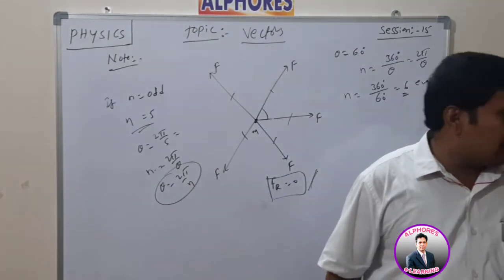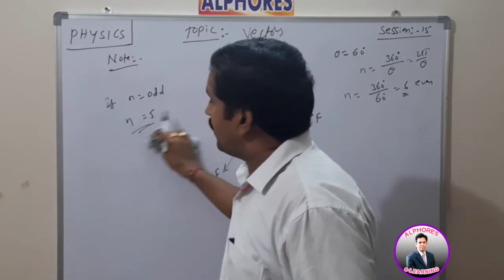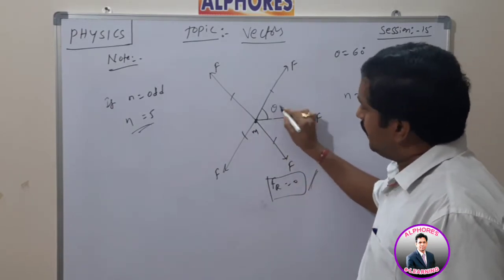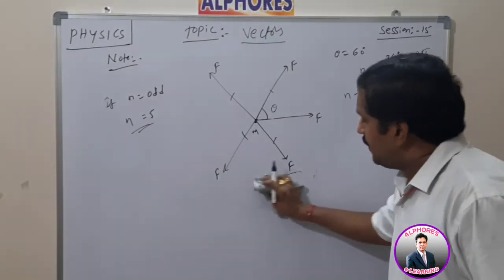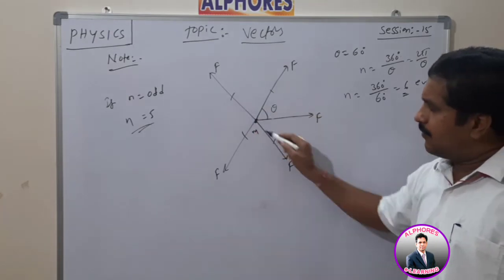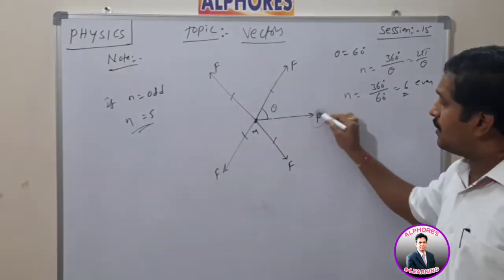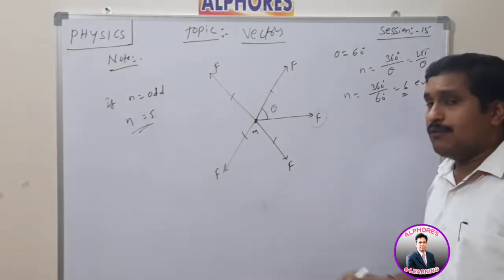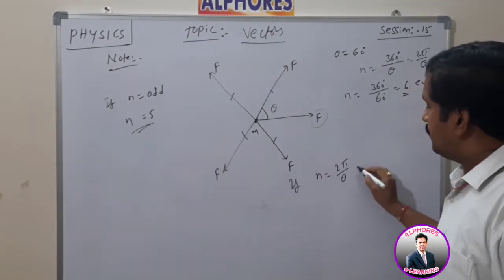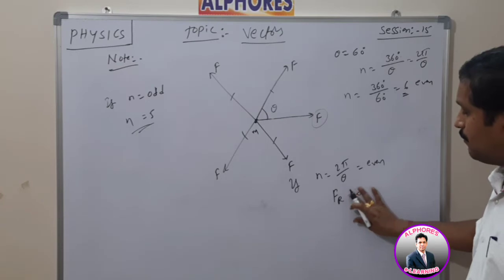Here the number of forces is odd. If an odd number of forces act on the particle, listen carefully from this diagram, each force is inclined by theta. Here 4 forces cancel together due to the equal and opposite forces, but one force is remaining. So what is your conclusion? If n equal to 2 pi by theta is even, then what is the resultant force here? 0. The resultant force is 0.